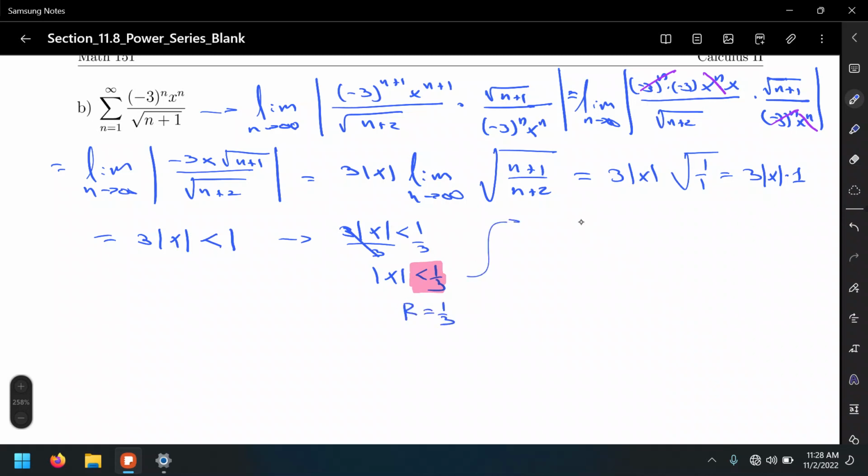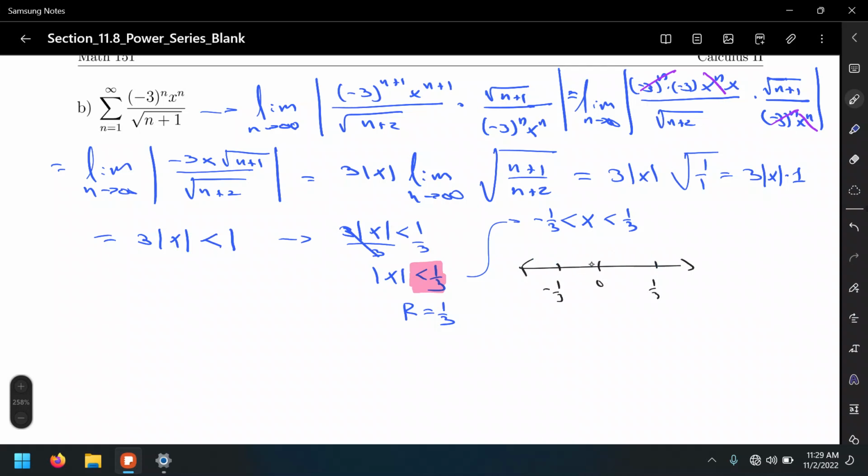Well, let's keep solving this inequality. Absolute value of x less than 1/3, and greater than negative 1/3. So that's going to be our interval of convergence. Well, so if we draw a number line, that's 0 right here, and negative 1/3, 1/3. That is, 1/3 units to the right or to the left.